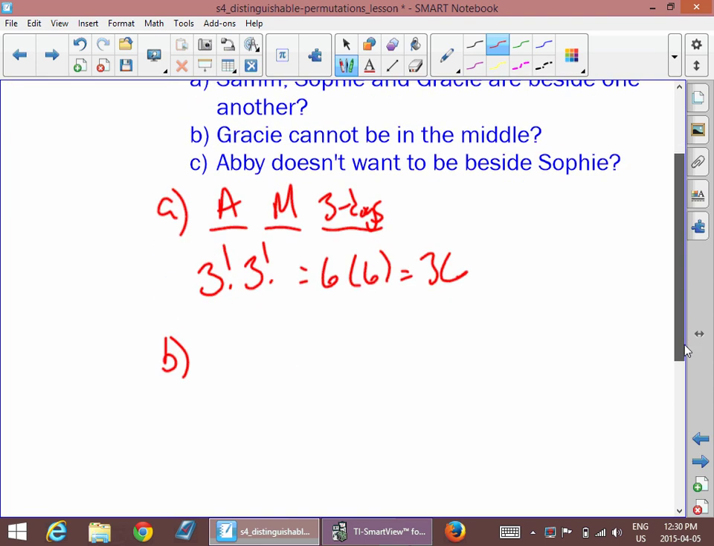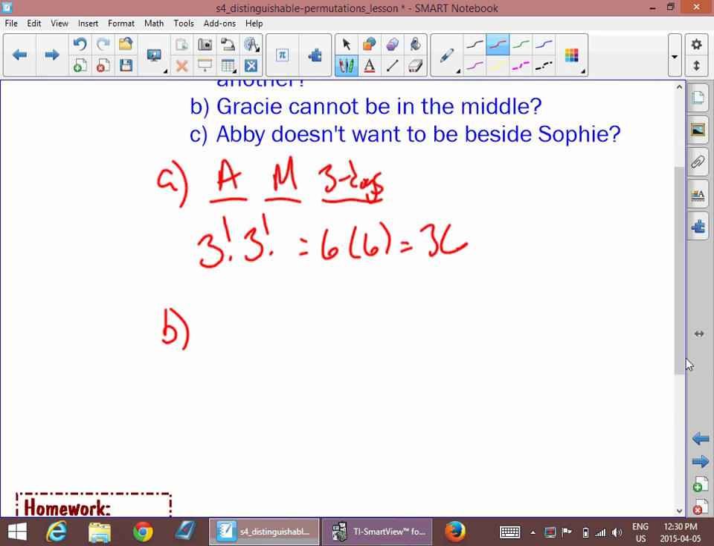Part B. Gracie cannot be in the middle. 1, 2, 3, 4, 5 dogs. Now nothing else is happening here. Sam, Sophie, and Gracie aren't together. The only thing that needs to be considered is Gracie cannot be in the middle.